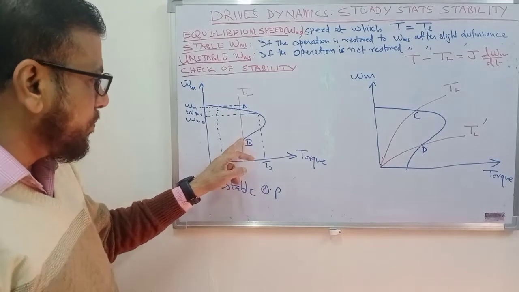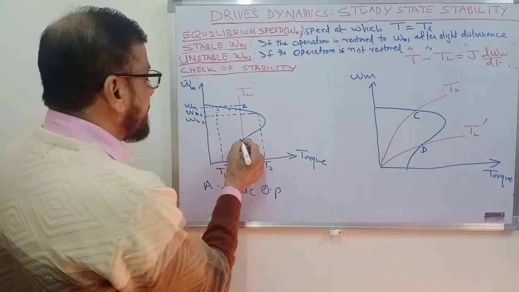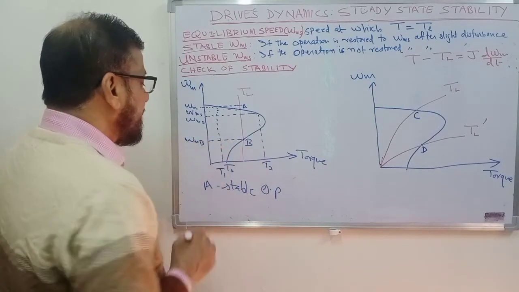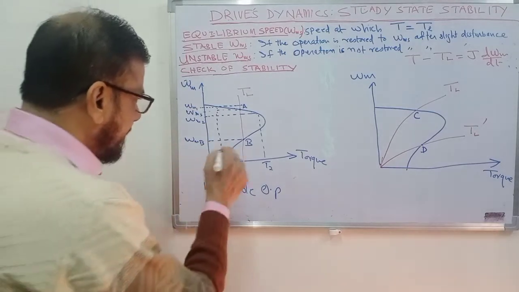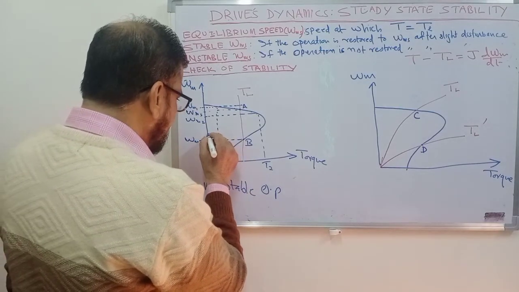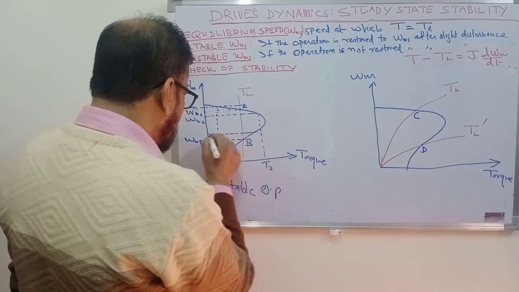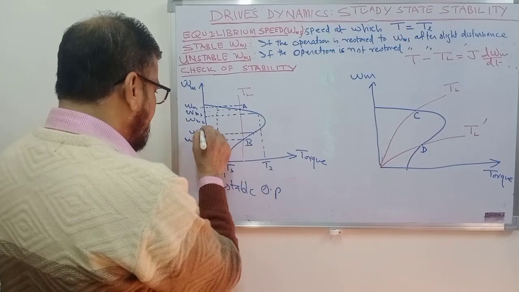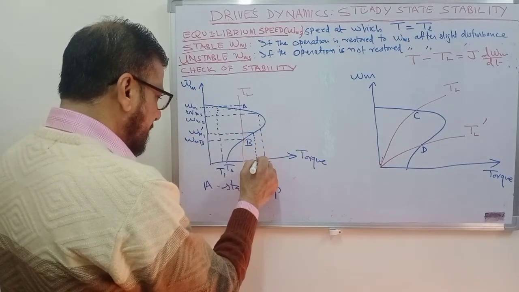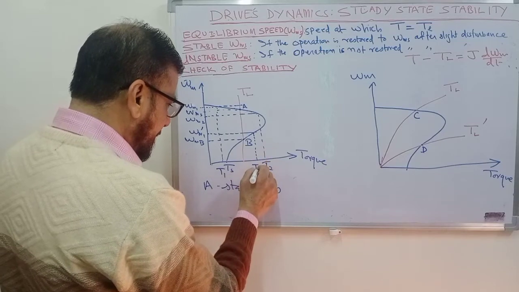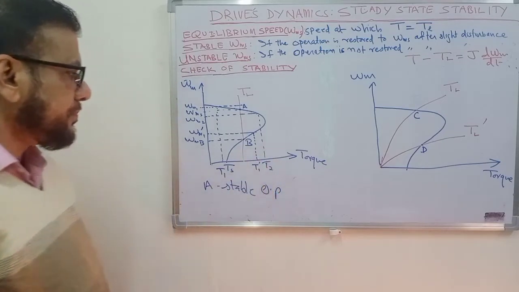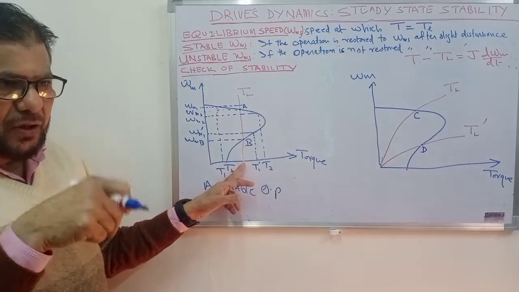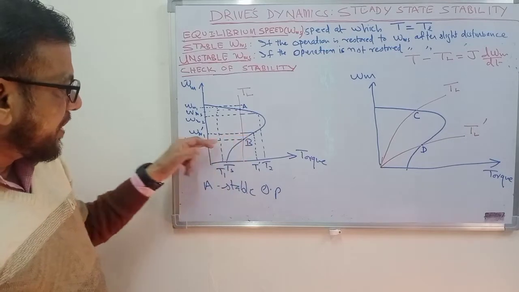Now let us take the case of point B. At point B, this is the steady state speed. Let me call it omega mb. And suppose we increase the speed slightly to check the stability. So we have increased the speed to omega m1, for example. Omega m1 dash, we call it. The motor torque becomes equal to T1 dash. The motor torque becomes more than load torque. This means that the motor will accelerate, speed will increase.